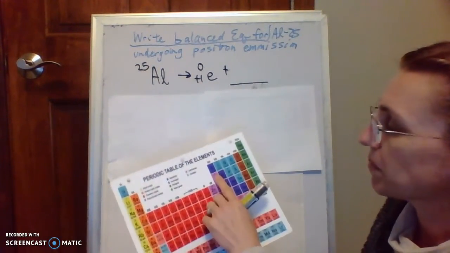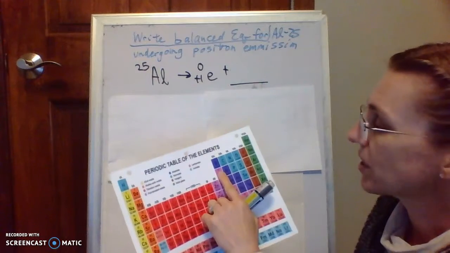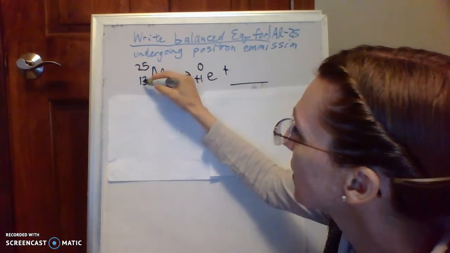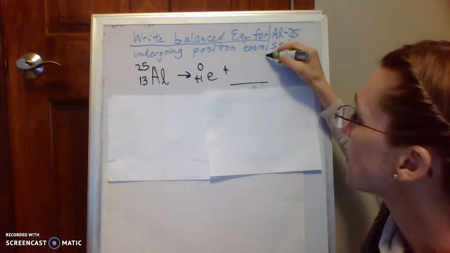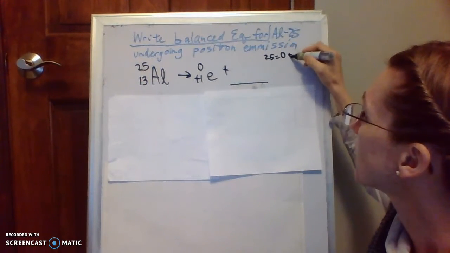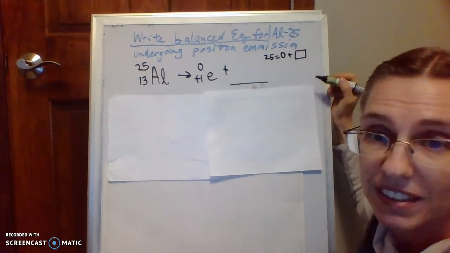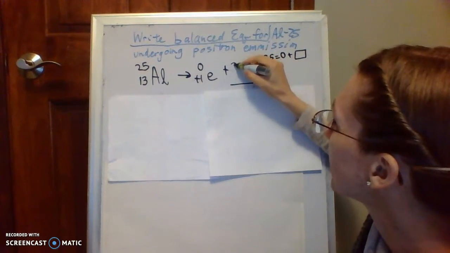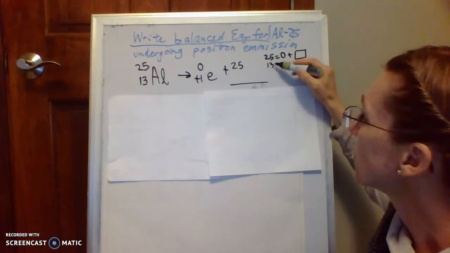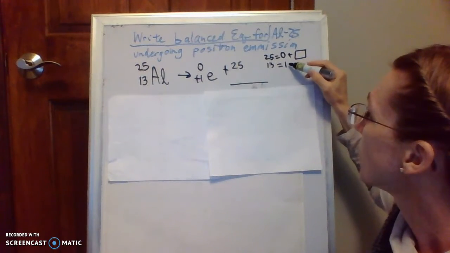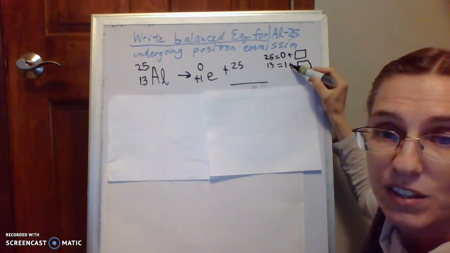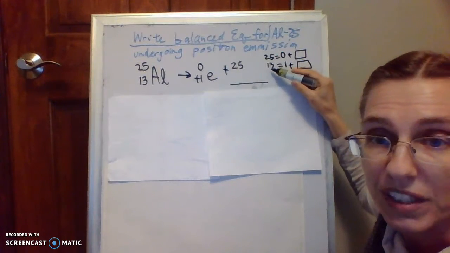So we look at aluminum. Its atomic number is 13. So we're going to put a 13 down there. Now we can set up our math equations. We've got 25 equals 0 plus our unknown. Well, our unknown would then be 25. On the bottom, we've got 13 equals 1 plus our unknown. Okay. Subtract 1 from both sides, and we're going to get a 12.